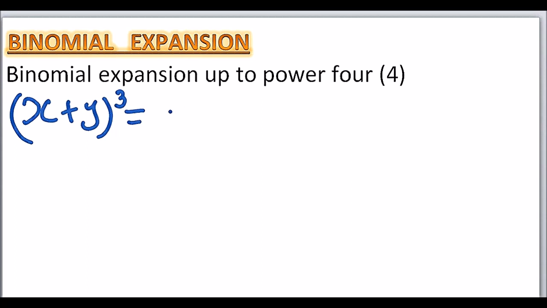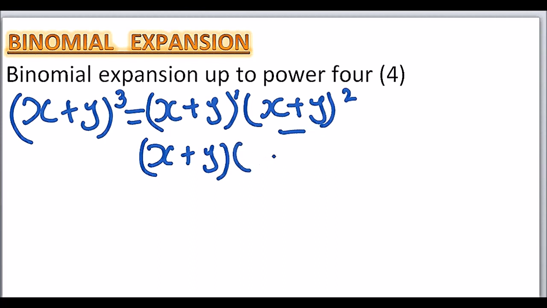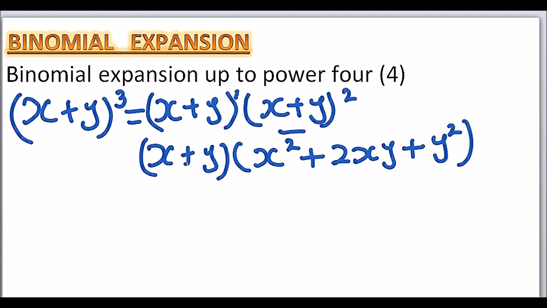So this can be written as (x plus y) times (x plus y) in brackets squared, because when you multiply, the indices add up. Remember the rules of indices. We have already expanded this, so instead of expanding again, we just replace it. So we have (x plus y) times (x squared plus 2xy plus y squared). So we only need now to expand here.